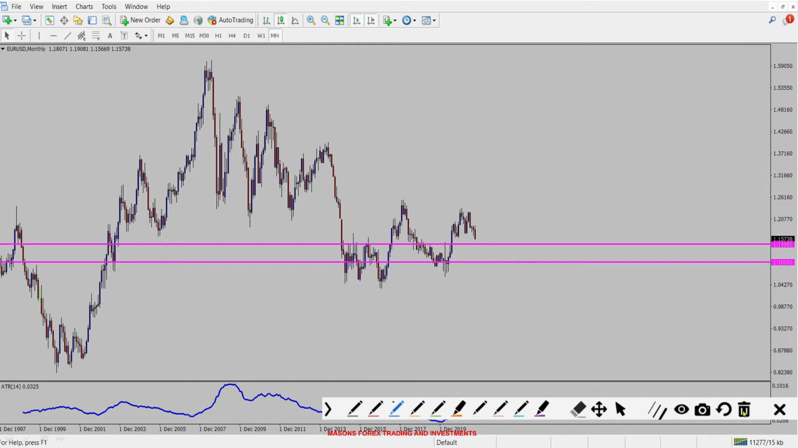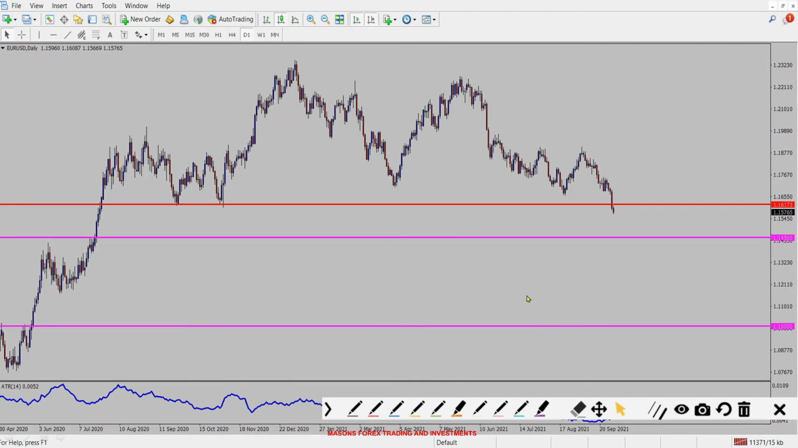Now if the price does not get supported at 1.14500, there's an expectation that price can actually go or move lower. So we could have something like this. Now how can we actually enter this trade?